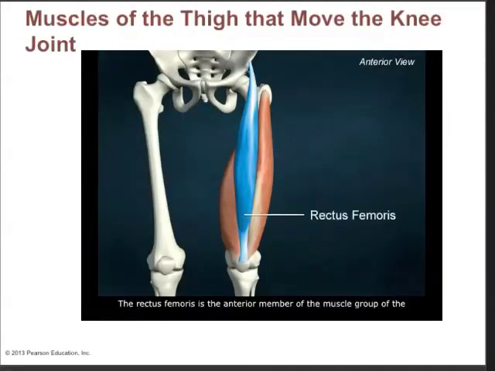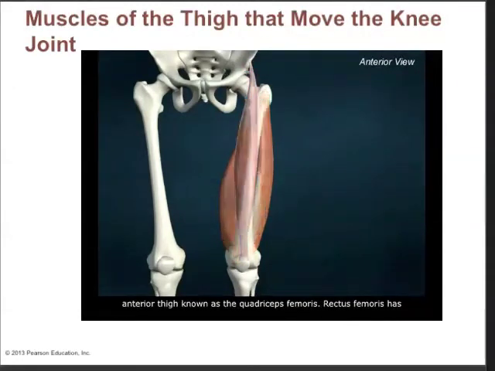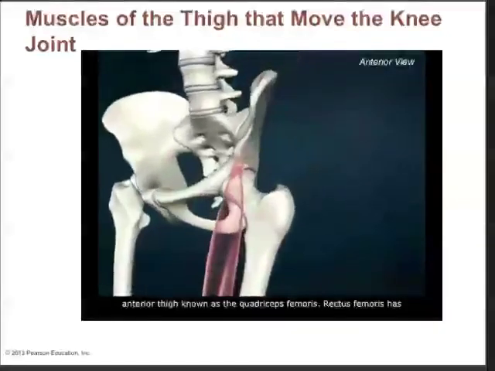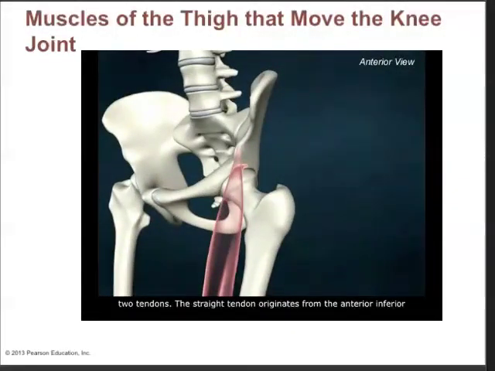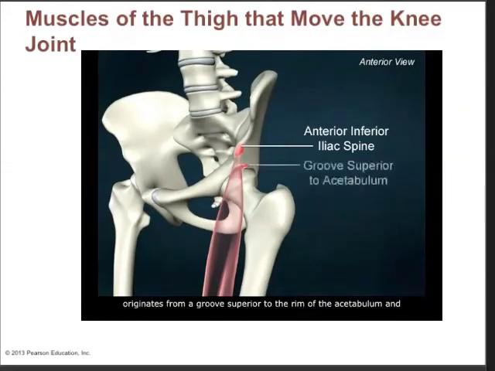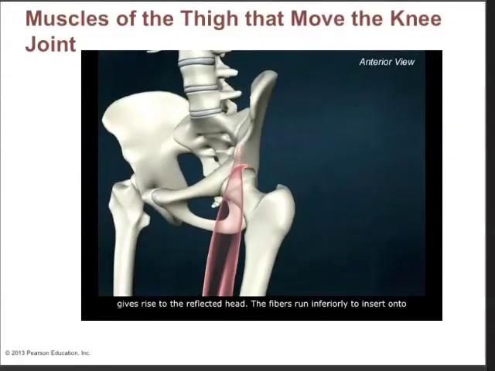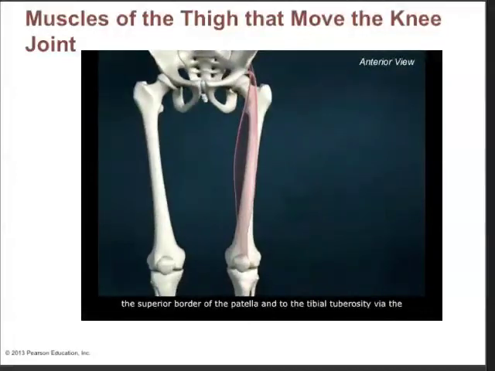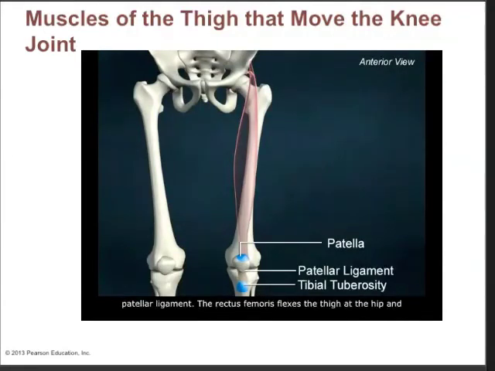The rectus femoris is the anterior member of the muscle group of the anterior thigh, known as the quadriceps femoris. Rectus femoris has two tendons. The straight tendon originates from the anterior inferior iliac spine and gives rise to the straight head. The reflected tendon originates from a groove superior to the rim of the acetabulum and gives rise to the reflected head. The fibers run inferiorly to insert onto the superior border of the patella and to the tibial tuberosity via the patellar ligament.